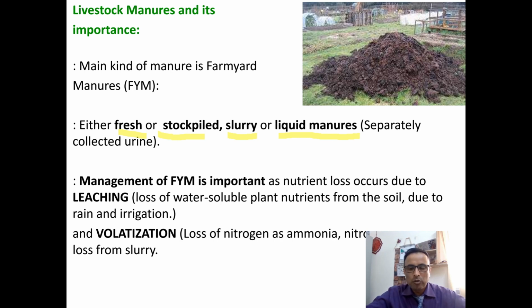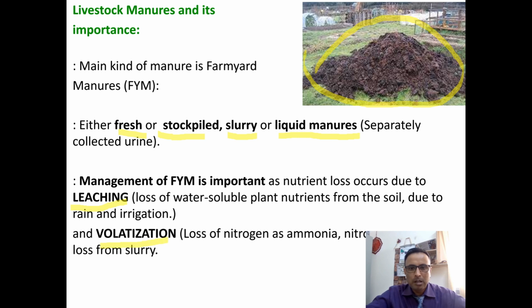But if you are raising the livestock manure in a structure like this, which you can see here, this is called a stockpiled one, right? By adding layer by layer of manures like this, if you are keeping it in the open, there are ample chances that nitrogen can easily be lost from this kind of manure. So nitrogen loss from these manures happens in two ways. One is called leaching and one is called volatilization.